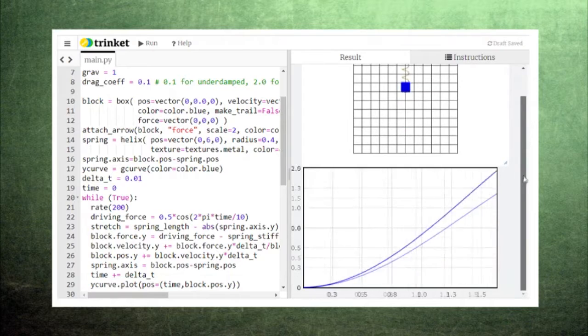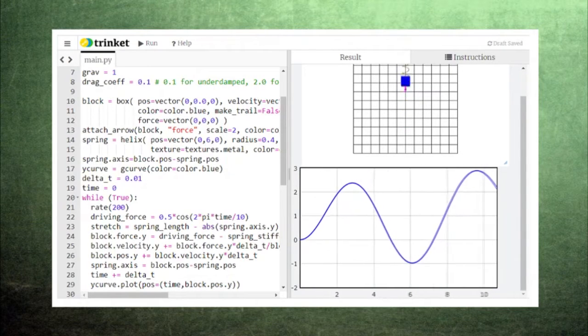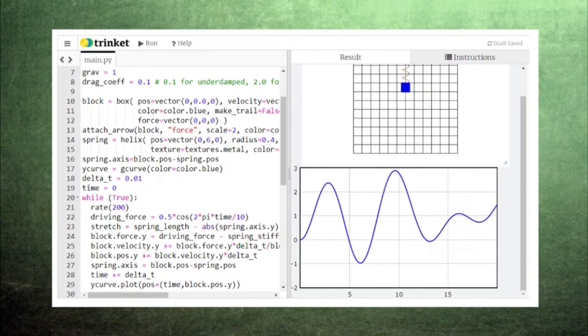The graph for this driven damped spring is very interesting. We start out with the oscillations dying due to the air resistance, but then they start to grow back thanks to the driving force.